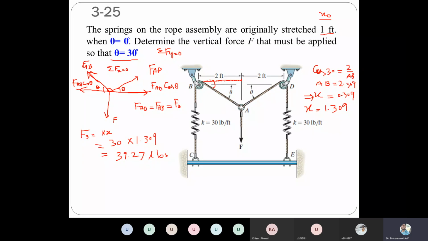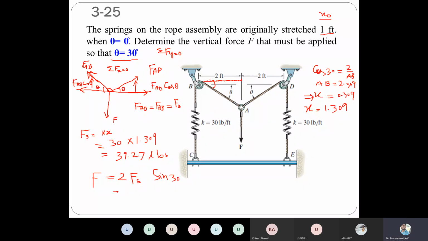Once you have that spring force, now we can apply the second equation, the sum of all the forces in y direction is equal to 0. Which force is in the negative y direction? This F, the unknown force, is in the negative y direction, and it will be equal to the components of these two forces. So that means 2 times the spring force times sine of the angle, which was 30.